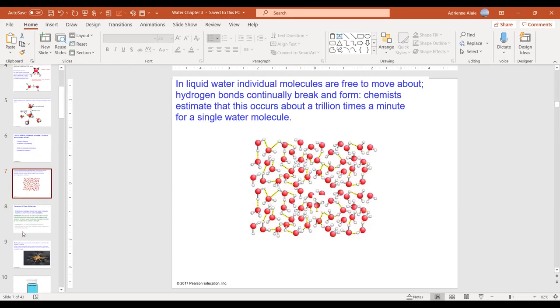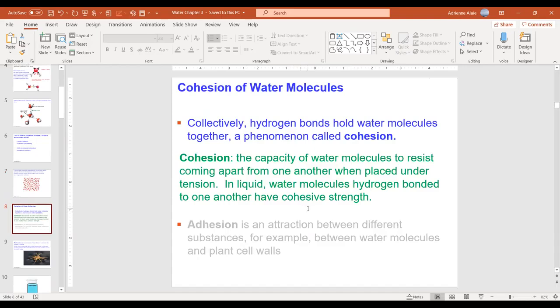Okay, so let's talk about the cohesion of water molecules, which is strength, right? So collectively, hydrogen bonds hold water molecules together, and we call this cohesion. So all the hydrogen bonding between all the water molecules, no other molecules but water are involved. This is called cohesion. Now, sometimes, as I showed you in chapter 2, I like to give you a second definition in case the one in green works better with how you want to think about it than the one in blue. So here's another one.